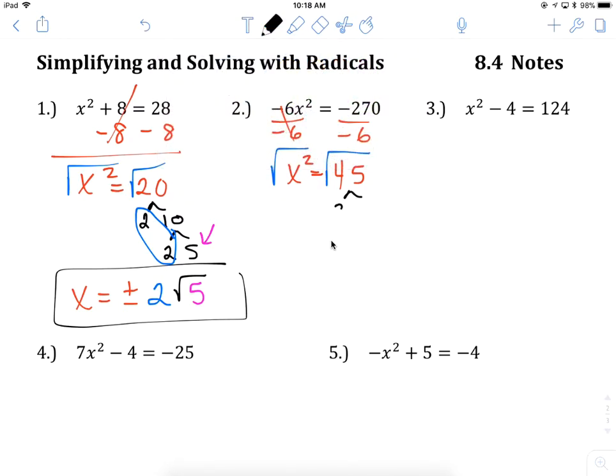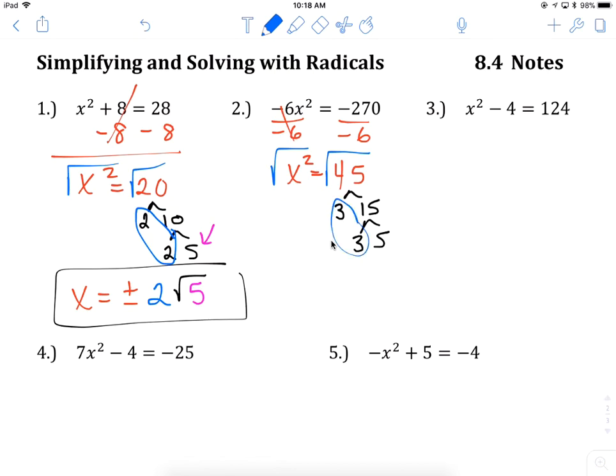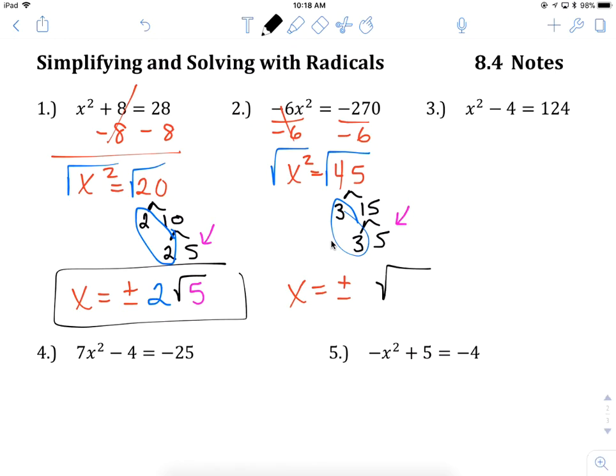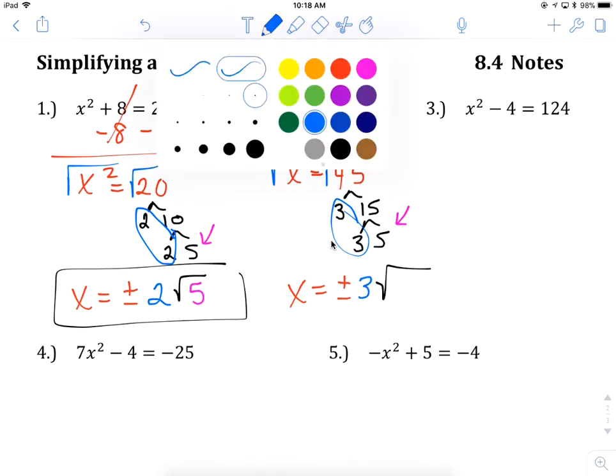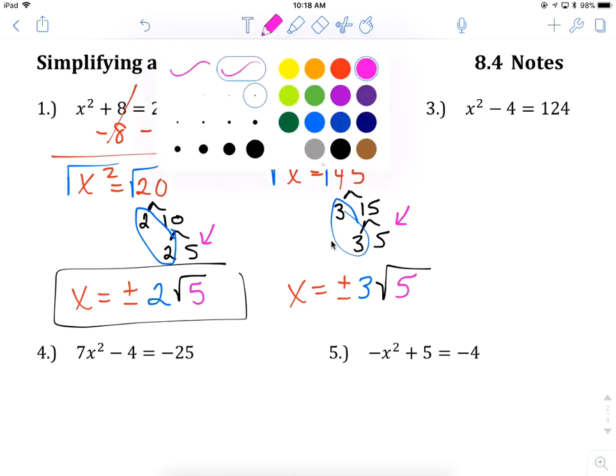2 doesn't go in, but we can do 3 and 15, 3 and 5, which means we have one date and one single. So when I write my final answer, I'm saying x equals plus or minus, keeping my square root symbol, and then I can write my dates on the outside, that was my 3, and my single on the inside, that was 5. There's our final answer. Okay.